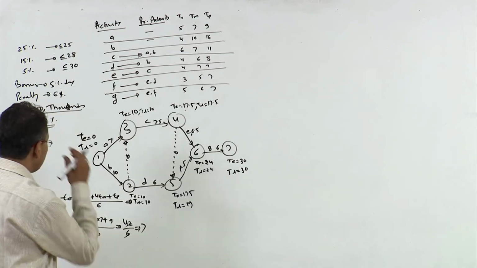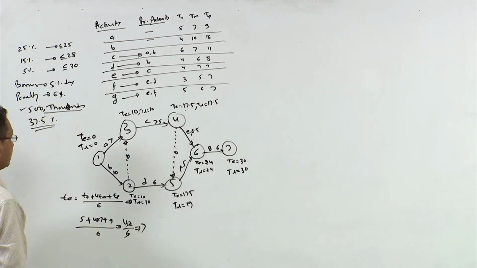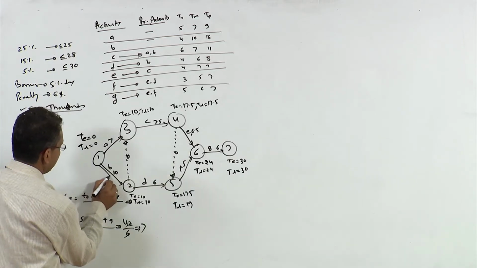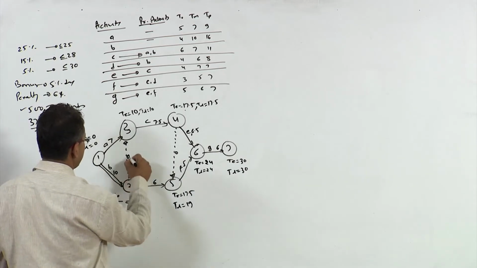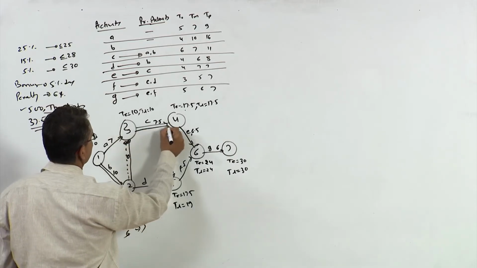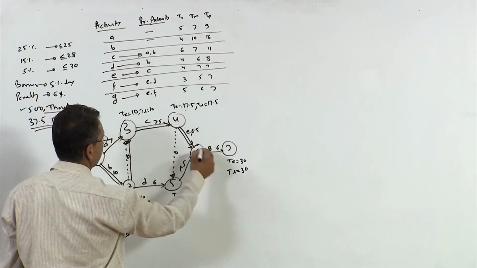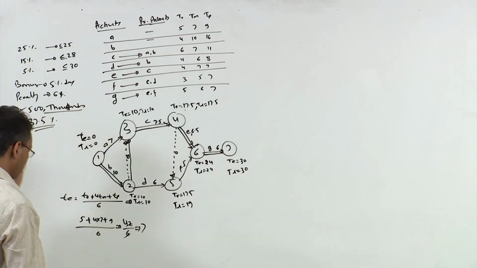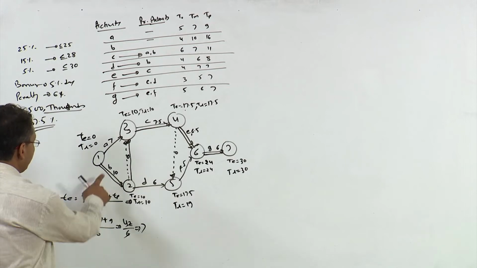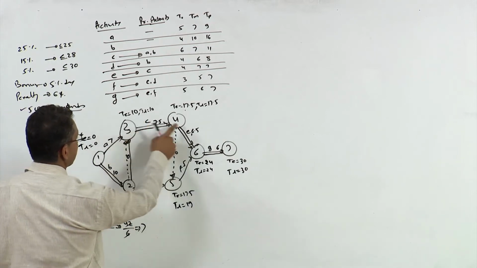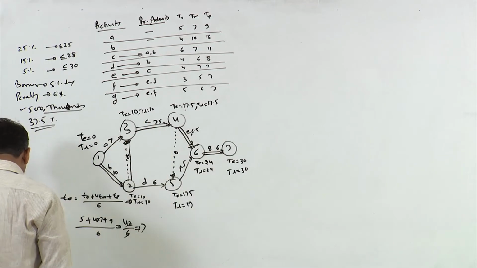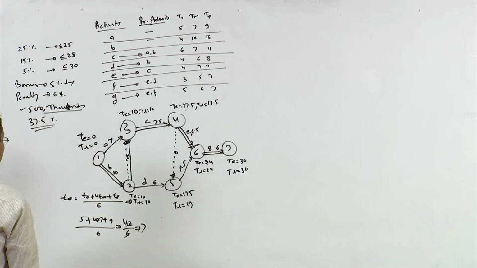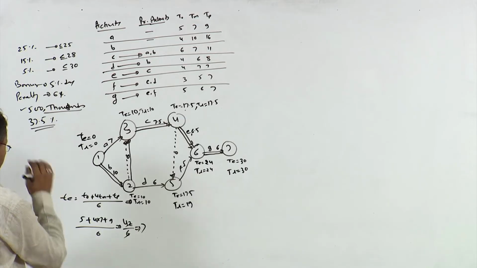Now, you need to calculate the critical path. So, the critical path is this path: this, this, this and this. What are the different critical activities? You have activity B, C, E and G. These are the 4 critical activities.